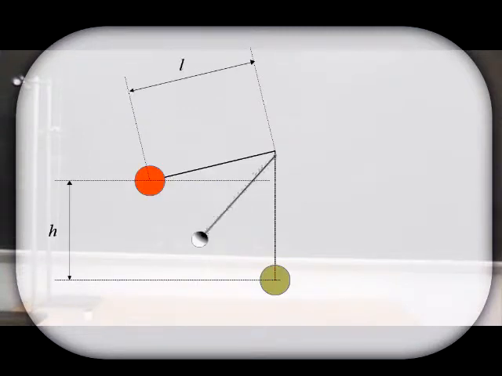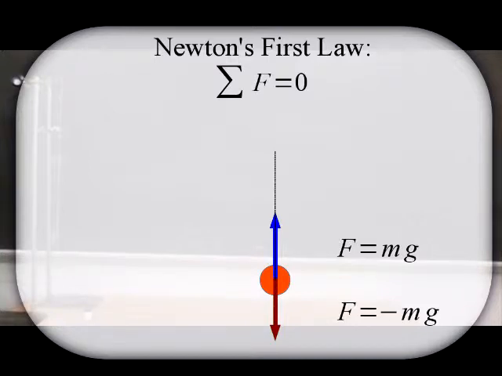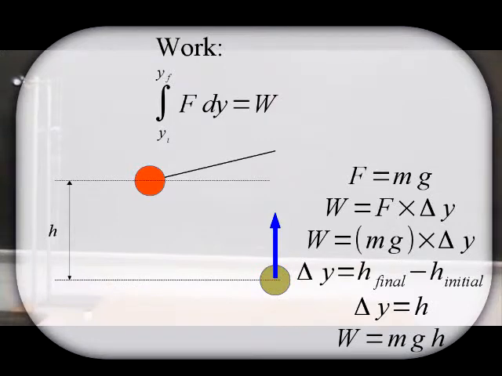The ball attached to a string is lifted vertically some distance h. Initially, the only forces acting on the ball are gravity and the normal force, or here the tension in the string. According to Newton's first law, the ball is not moving, therefore both forces are equal and opposite. When we lift the ball, we apply a force equal to the normal force over a distance. This is the definition of work, force multiplied by distance.